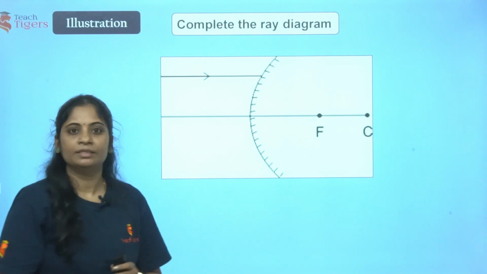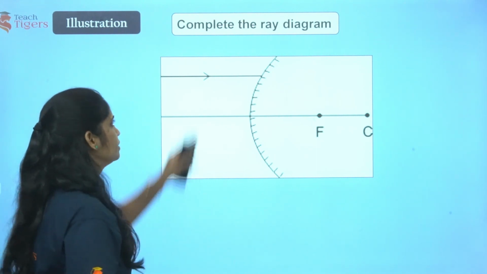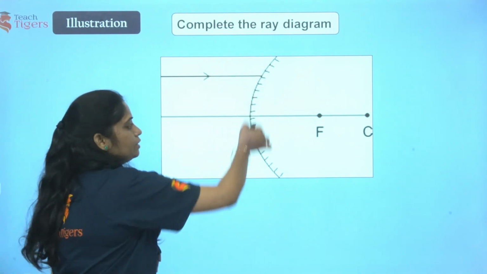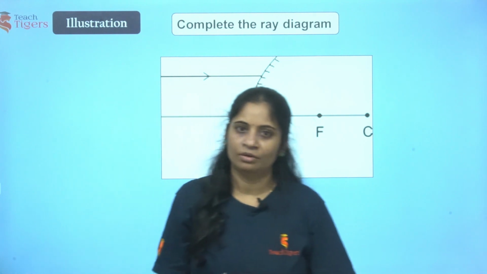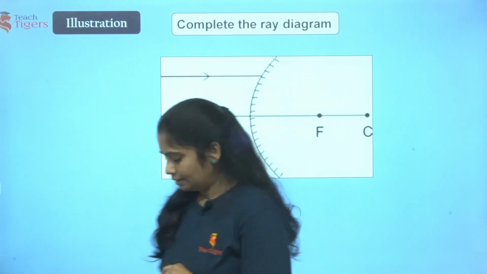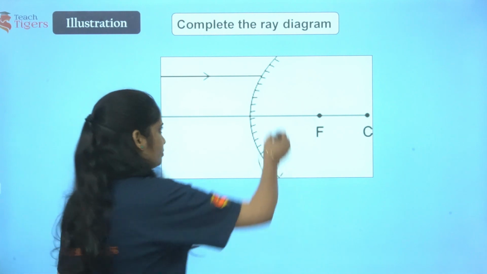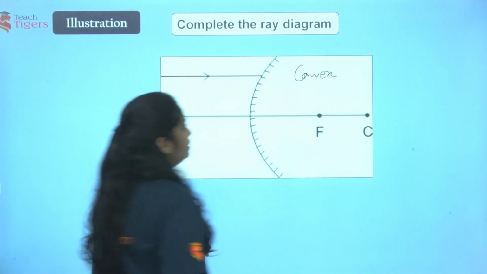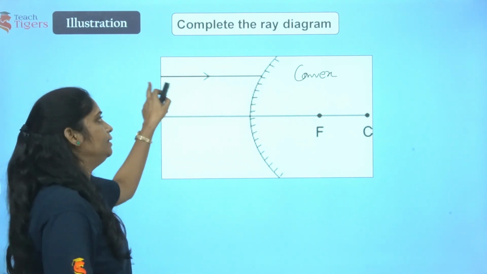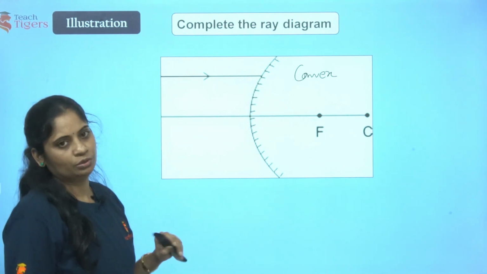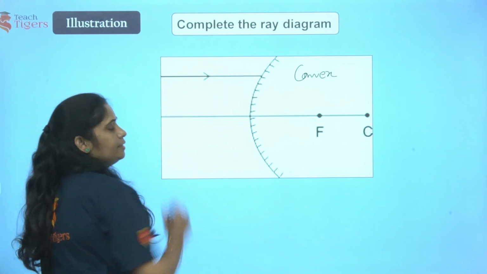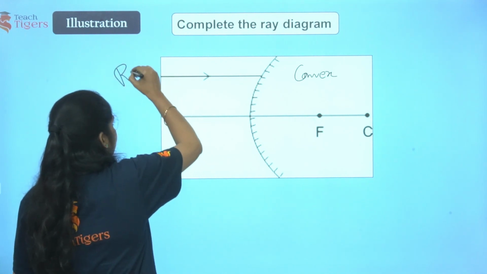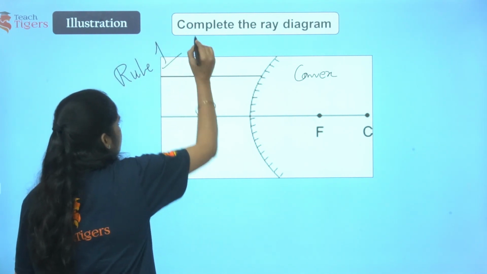Here there is a very simple illustration for you based on the ray rules. What is the question? Complete the ray diagram. First identify the mirror given to you. What is the mirror here? You can see it is a convex mirror. There is a light, you can see it is incident parallel. So which rule is this? When a ray is incident parallel, this is rule number 1.